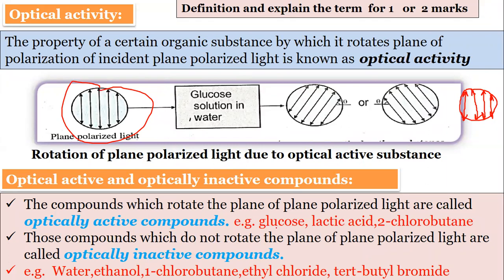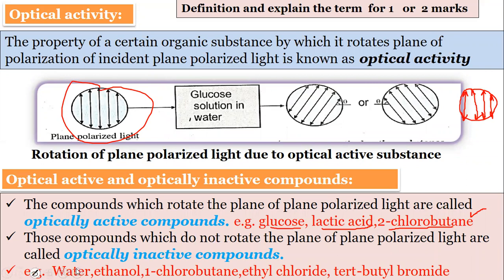Just as I told you, examples are given. Glucose is optically active, because see here, glucose is taken here. Lactic acid is optically active. 2-chlorobutane is optically active because all of these contain a chiral carbon. Those compounds which do not rotate the plane of plane polarized light are called optically inactive compounds.